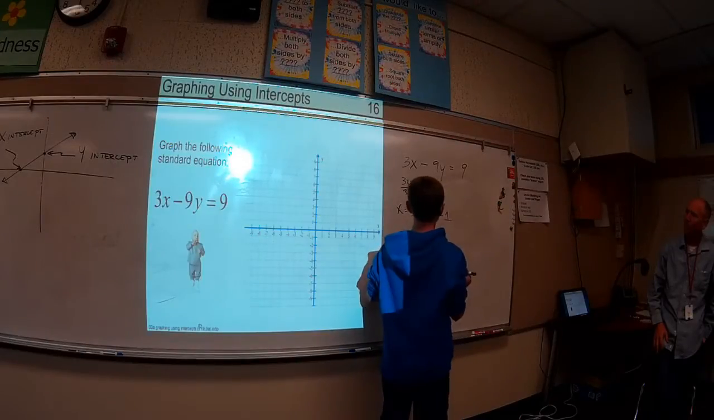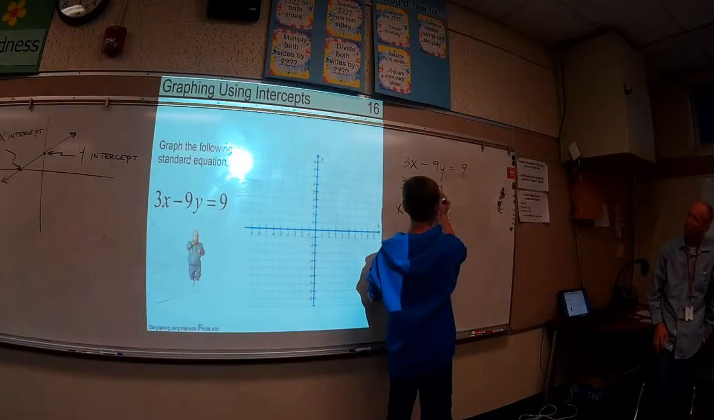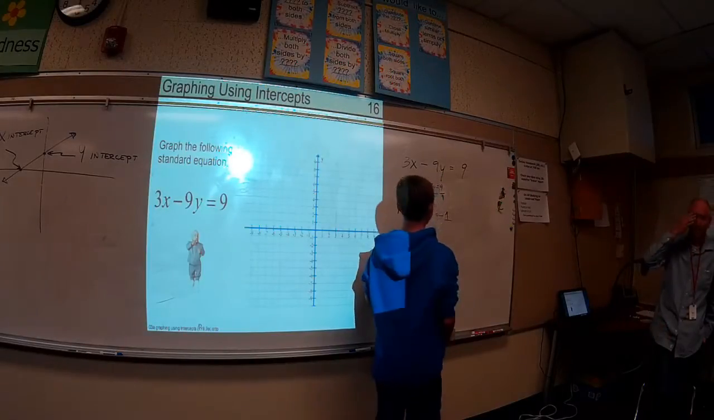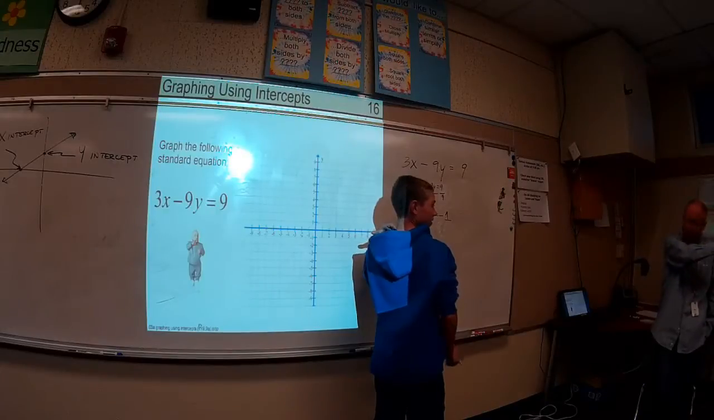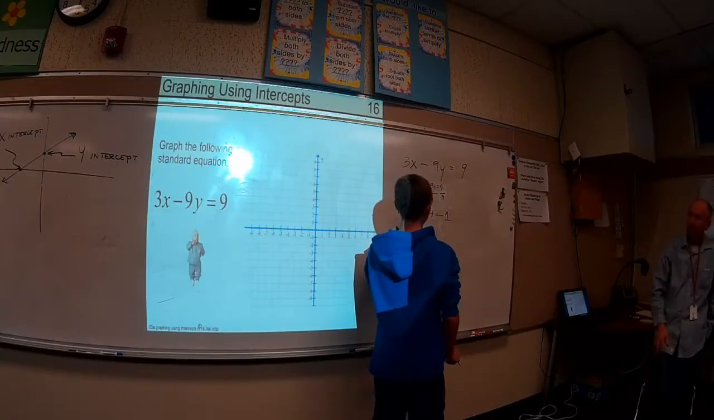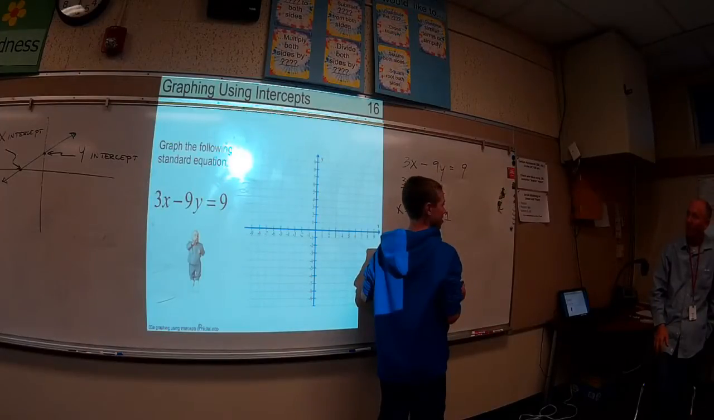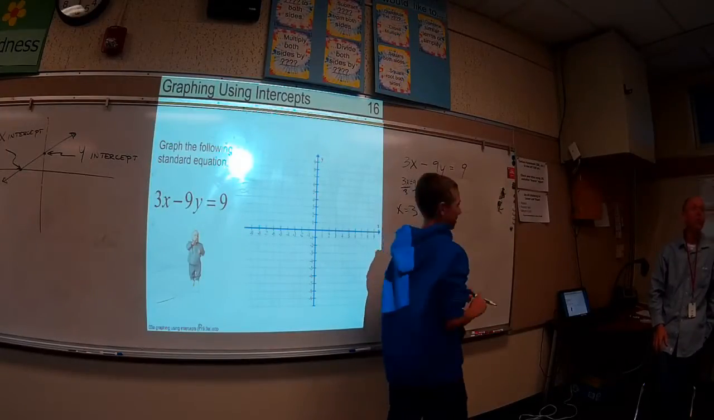Where'd the negative come from? Negative 9. But you divided both sides by 9. But negative divided by positive is negative. He has the right answer, but does his math show that? No. You need to divide by -9. Okay, now we have y equals -1. Good. Those are the two intercepts.